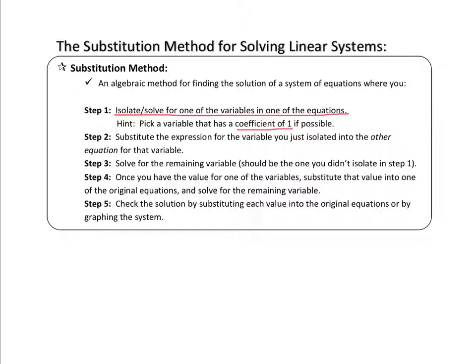Step 2 is to substitute the expression for the variable you just isolated into the other equation, and it's important that you use the other one. And then you'll notice that you only have one variable left, so you're going to solve for that remaining variable. Once you have the number that that variable is equal to, you're going to use it to substitute into one of the original equations and solve for the other variable. Lastly, you can check your solution by substituting each value from your solution into the original equations and checking that the left side equals the right side, or by graphing the system and making sure that the intersection is your solution, just like we would have checked our answers in topic 8.